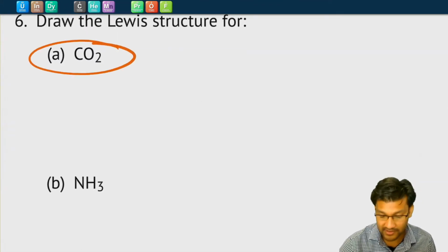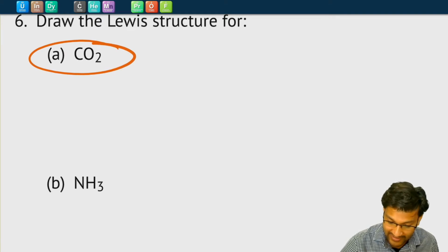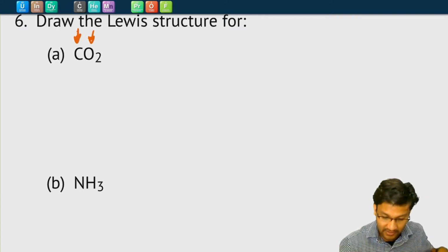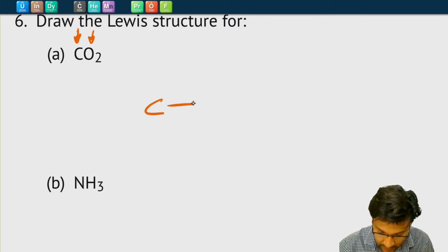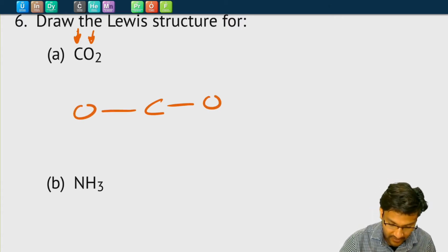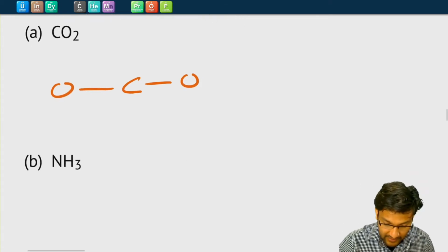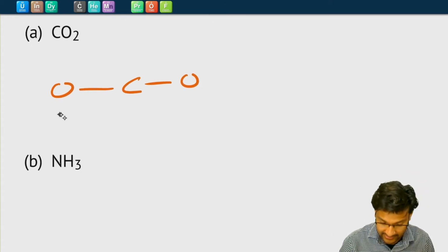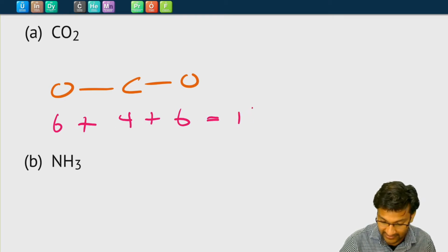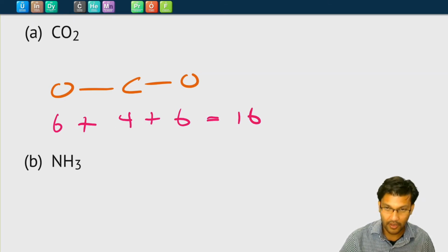Let's start with carbon dioxide. So first we start with the skeletal structure, and we talked about how oxygen is more electronegative than carbon, so oxygen must be at the ends. So we'll draw carbon with oxygen at the ends. That's our skeletal structure. Now let's look at valence electrons. Oxygen has 6 valence electrons, carbon has 4 valence electrons, and oxygen again has 6. So we have in total 16 valence electrons, right?